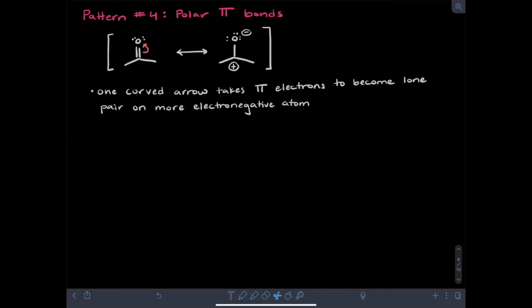more electronegative atom. In the other resonance contributor, now that it's lost the pi bond, the carbon has 3 bonds and an incomplete octet, giving it a positive formal charge, and oxygen now has 3 lone pairs and 1 bond, giving it a negative formal charge. In my resonance hybrid, I would have a solid line and then a dotted line between carbon and oxygen. The carbon of the polar pi bond would have a partial positive charge, and oxygen would have partial negative.